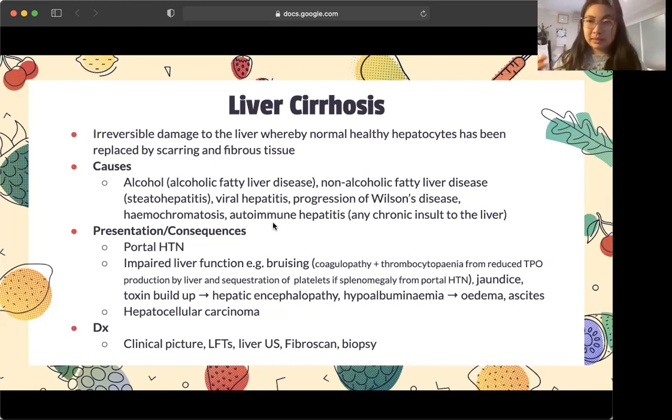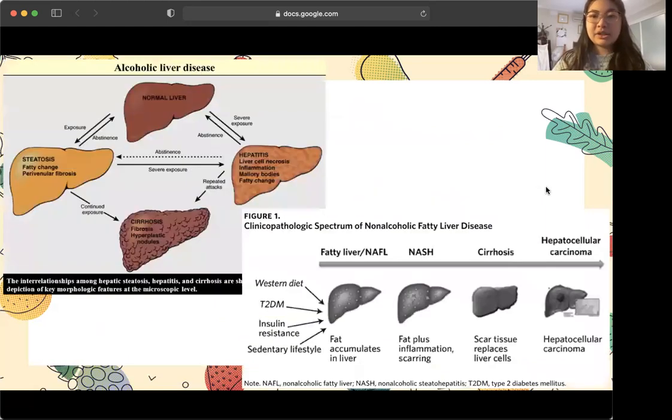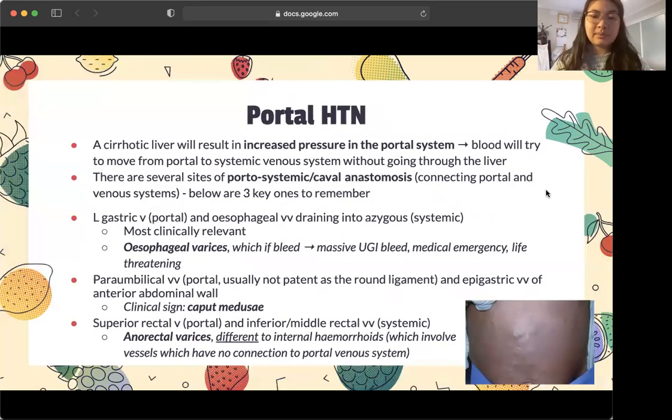This can also progress to hepatocellular carcinoma, and so that's why people with liver cirrhosis get 6 monthly, I think, screens for that. The main one that I will talk about, though, is portal hypertension, just because that ties in really, really closely with anatomy.